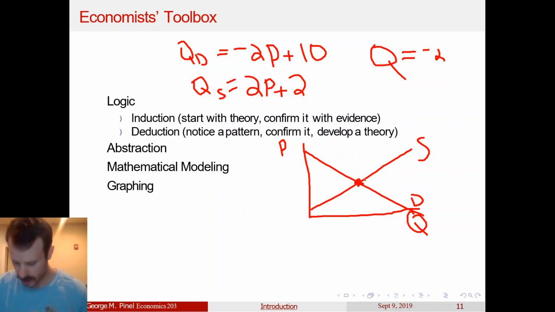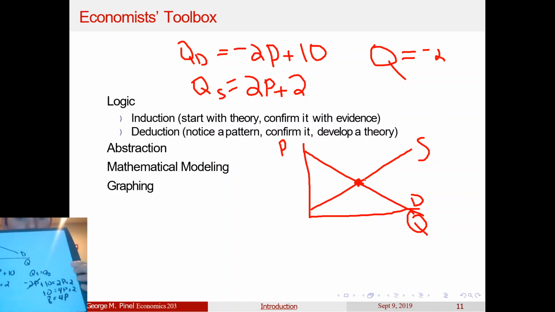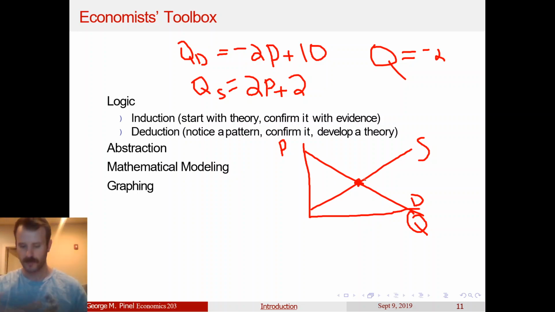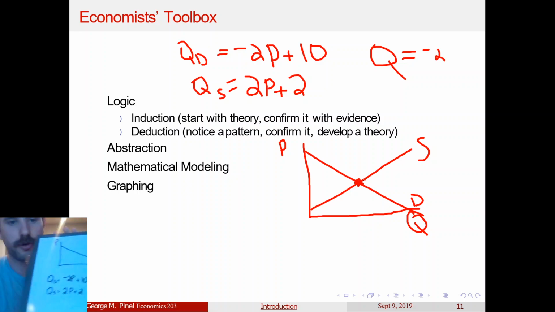Okay. And then I'm going to subtract 2 from both sides. So 10 minus 2 equals 8. 4p plus 2 minus 2 is just 4p. So you have 8 equals 4p. So p equals 2. Your price is 2.